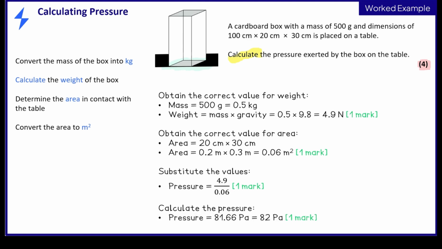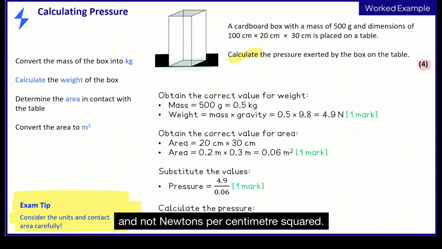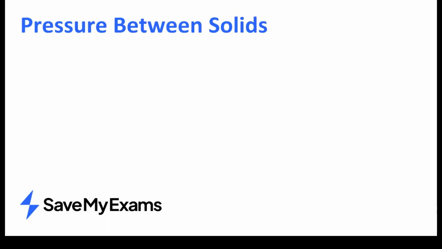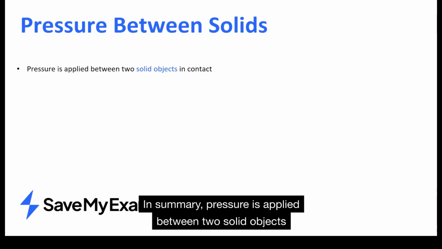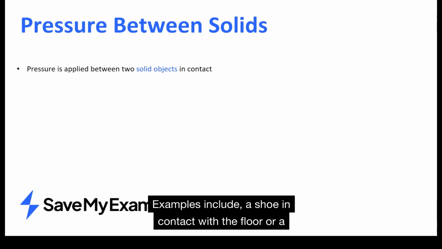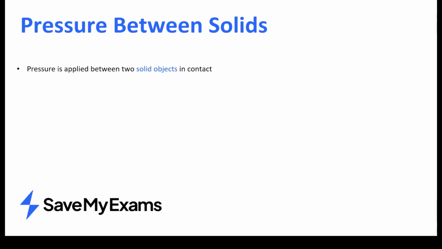Remember, pressure is measured in pascals, which are newtons per meter squared, and not newtons per centimeter squared. Don't be tempted to use the total surface area or volume as the contact area. In summary, pressure is applied between 2 solid objects in contact with each other. Examples include a shoe in contact with the floor or a box in contact with a table.